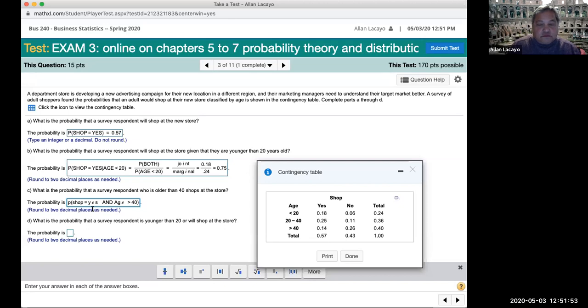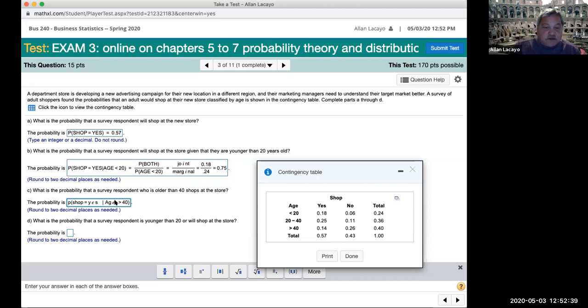No. We know that the respondent is already over 40, so this is not an "and", this is a given. The way you determine whether you're looking at a joint or a conditional probability is the language subtleties, and you find them around the verb of the question. The verb here is "shops". You know that a survey respondent is older than 40, that's given. So once again that is a conditional probability.